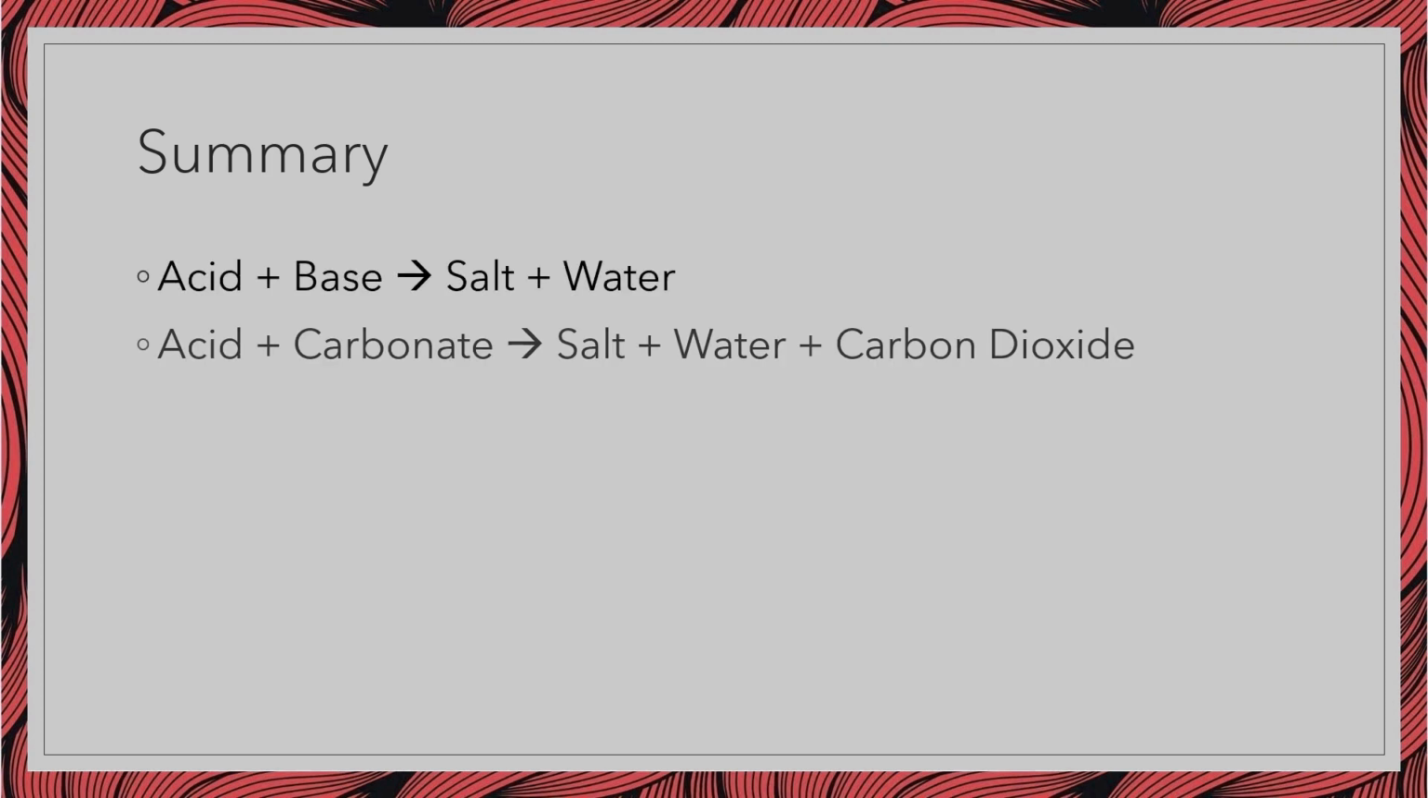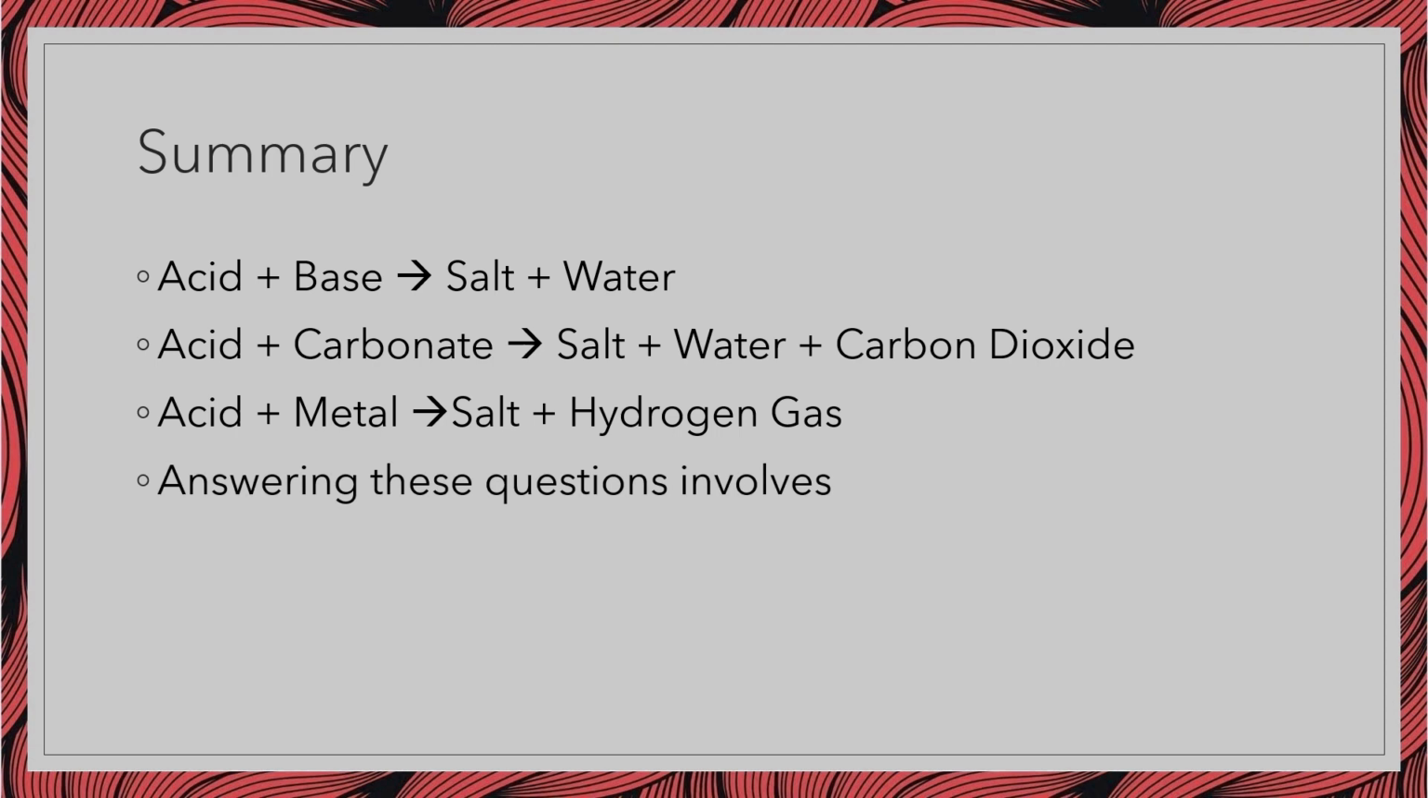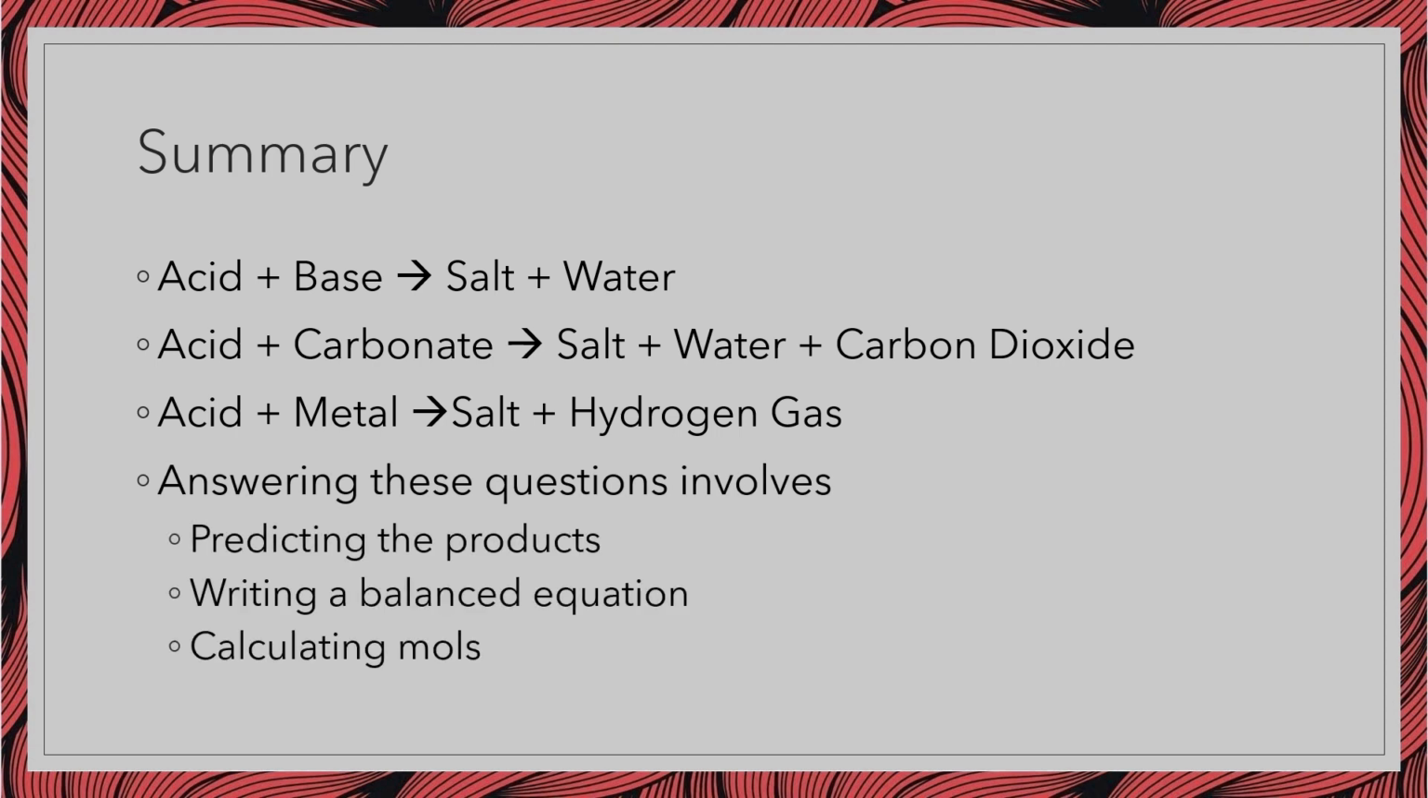Okay, so they're the examples. Here's a summary. Acid and base gives us salt plus water. Acid and carbonate gives us salt, water, and carbon dioxide. Acid and metal gives us salt plus hydrogen gas. Answering these questions involves predicting the products, writing the balanced equation, calculating the moles, and comparing moles through molar ratio.